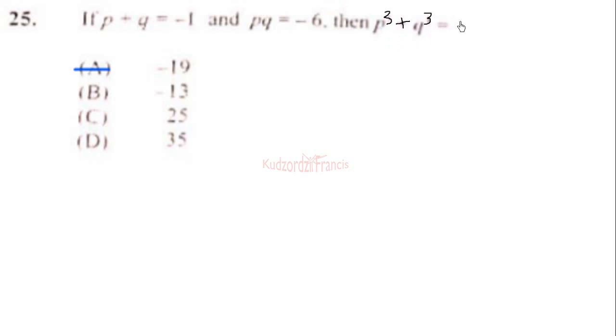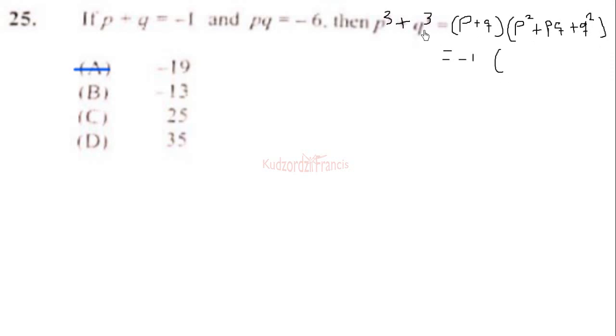That will be P plus Q, then into P squared minus PQ plus Q squared. I'm sure this is the formula for that. So P plus Q from this is -1.